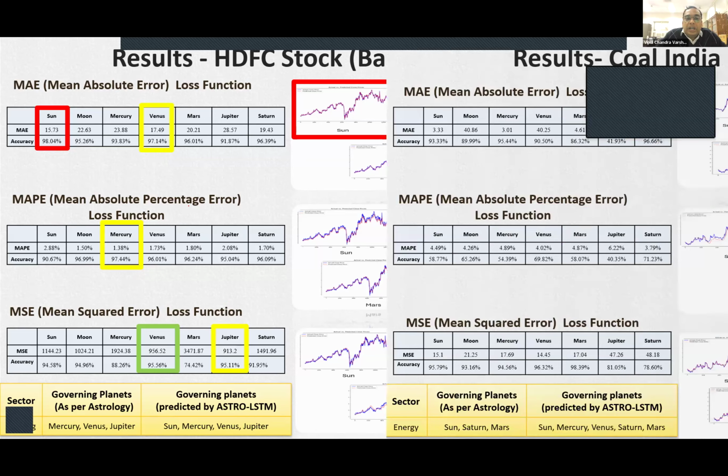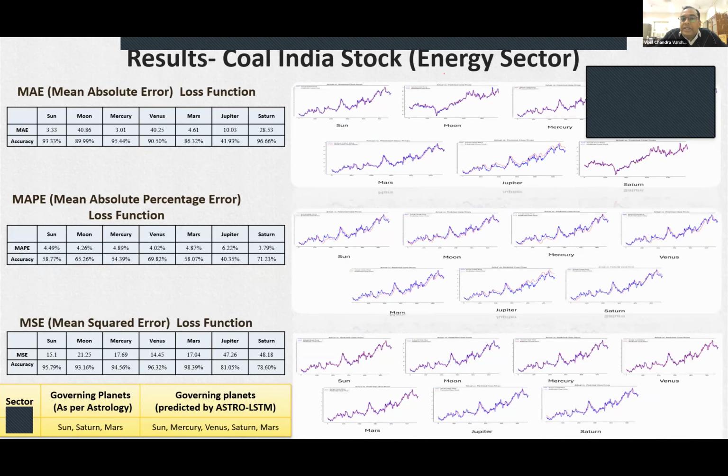Moving to the other, now this is my energy sector. I have considered the Coal India stock. Similarly, I have executed this as well, and we can see that I am getting the highest accuracy for Saturn. The governing planets as per astrology for the energy sector are Sun, Saturn, and Mars. So I am getting Saturn for this. Similarly, I am getting some inconsistent results here as well.